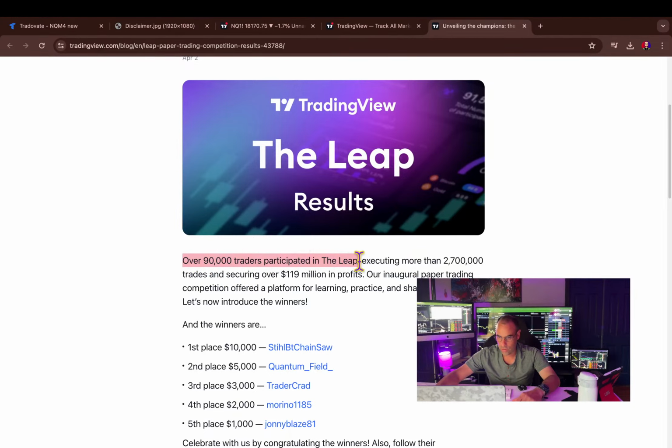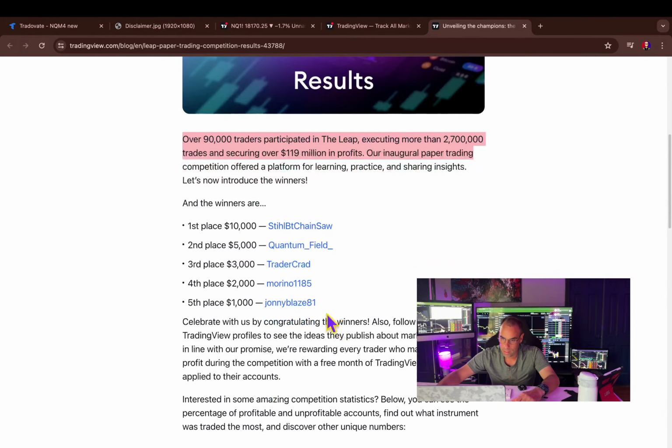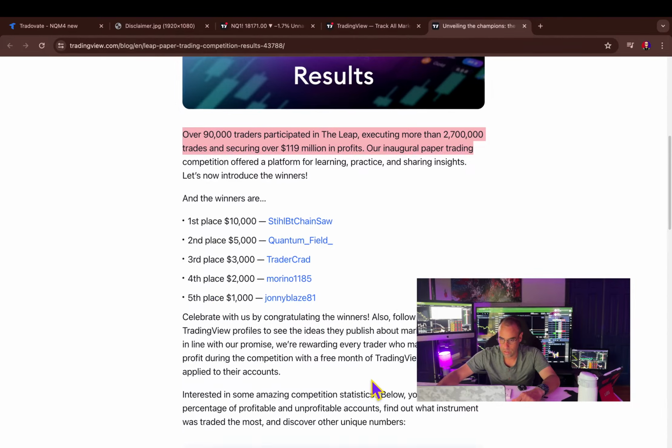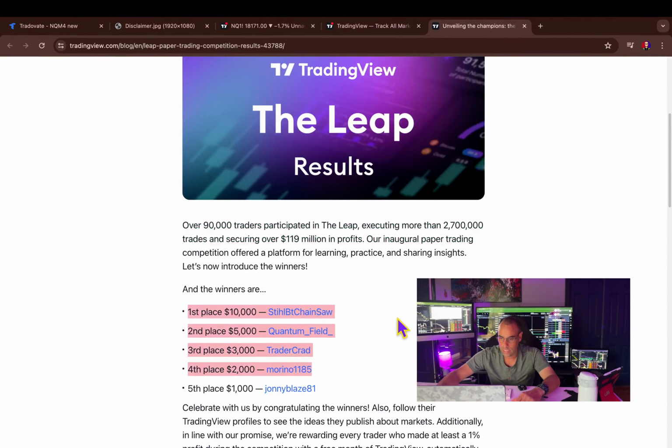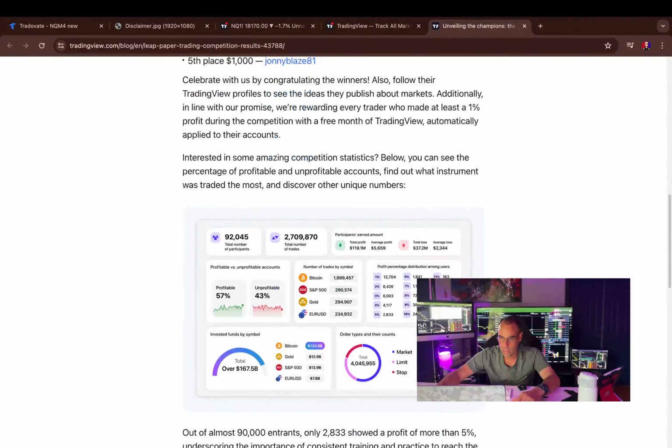Over 9,000 traders participated in the Leap, executing more than 2,700,000 trades and securing over $119 million in profit. Winner dinner, chicken dinner. Okay, everybody got paid. These 5 people, amazing guys, because they get the money and the experience and the prestige of being super profitable. But look at this.